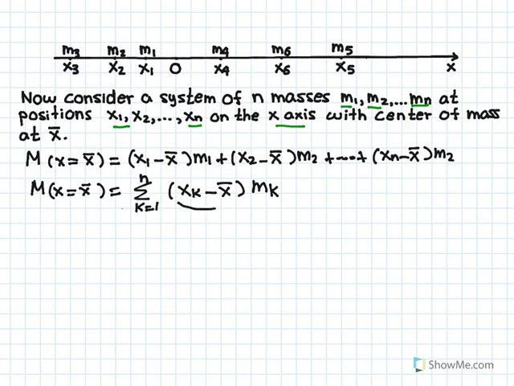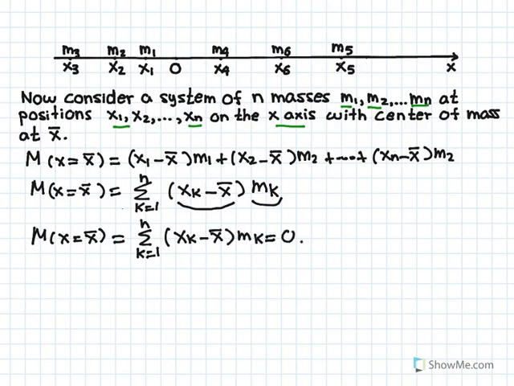This is the distance of the kth mass from the center of mass x bar, and this is the mass of the kth object. Now, the center of mass of this system of n masses is a location x bar such that the total moment of the n masses about x bar is 0. So the total moment, M at x equals x bar, is equal to the summation k equals 1 to n of xk minus x bar times mk, which is equal to 0.